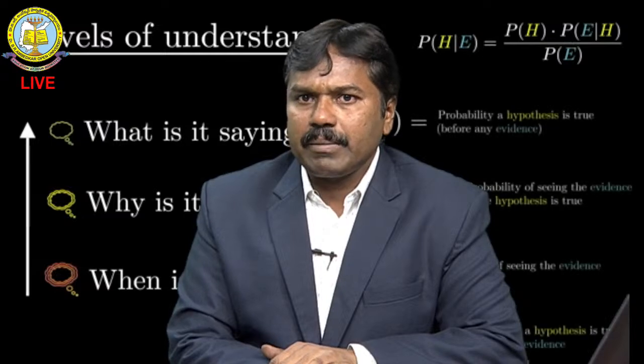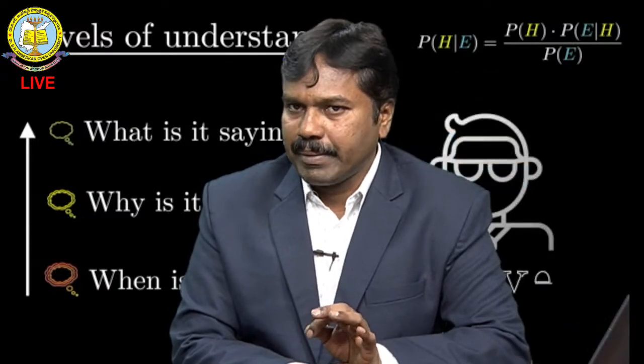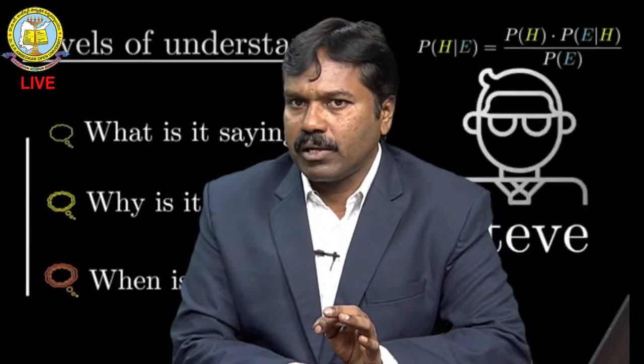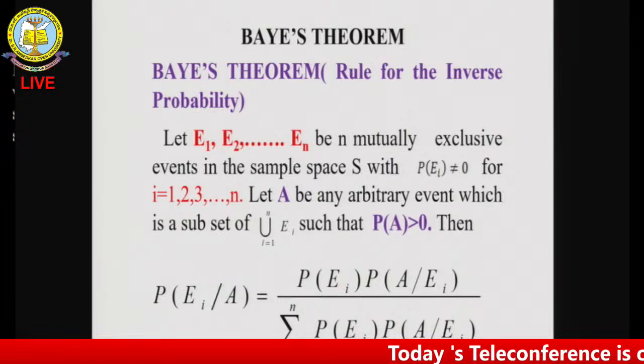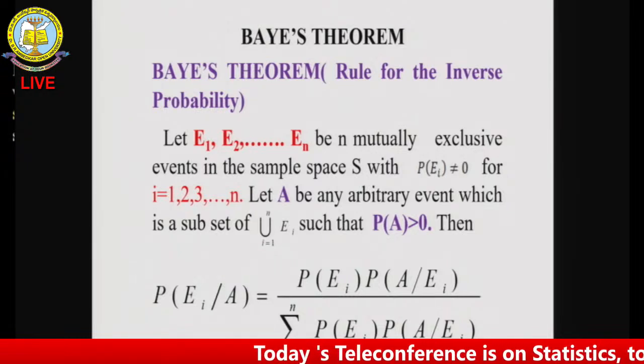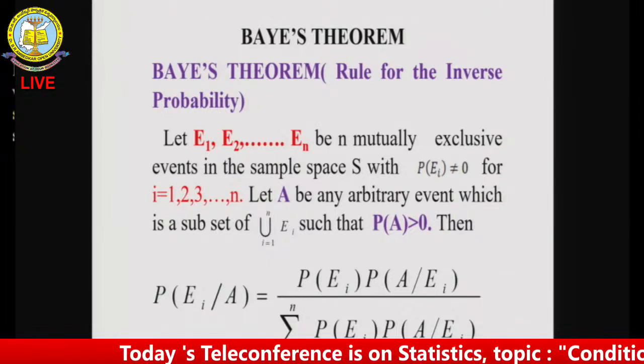So, what is the definition of the Bayes theorem actually? The Bayes theorem is another word for the rule of inverse probability. We can use another terminology also, that is, rule for the inverse probability. The statement of the Bayes theorem is: let E1, E2, E3 and so on up to En be n mutually exclusive events in the sample space S with probability of Ei not equal to 0.